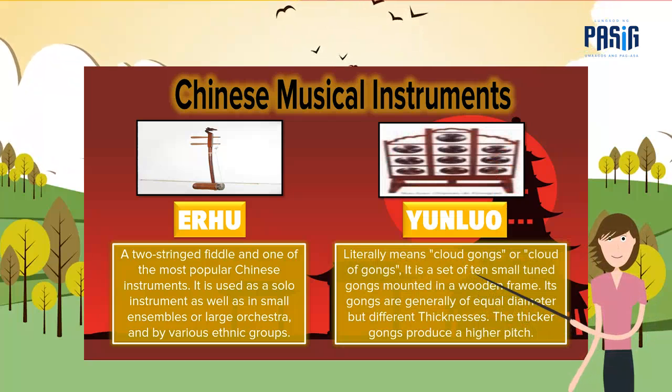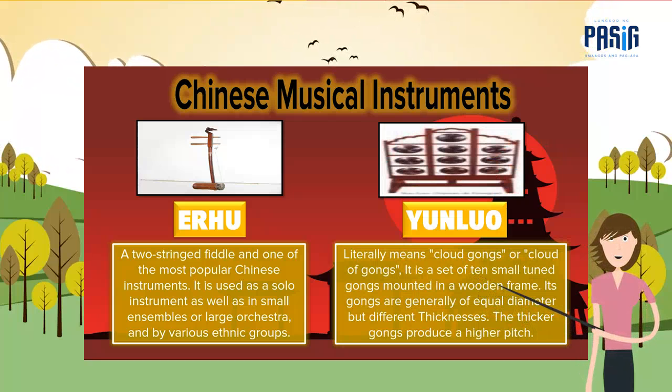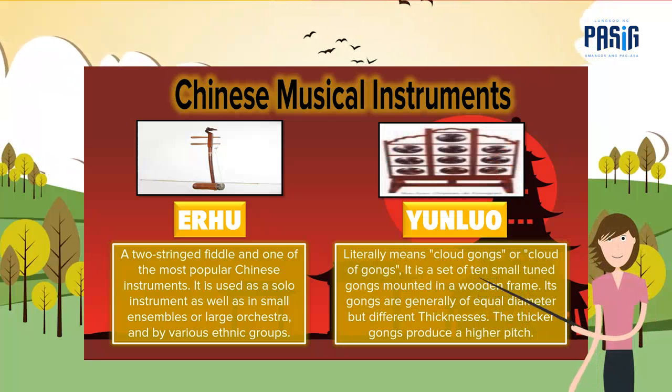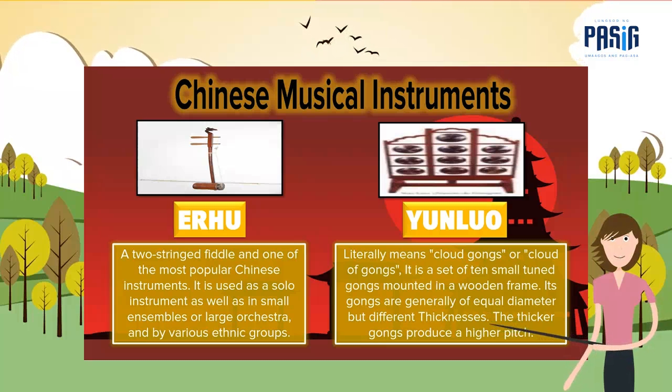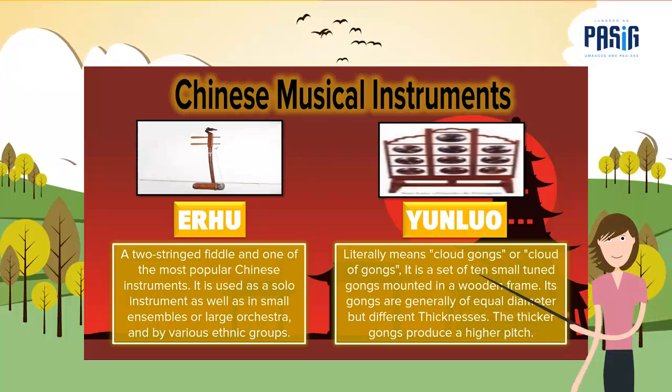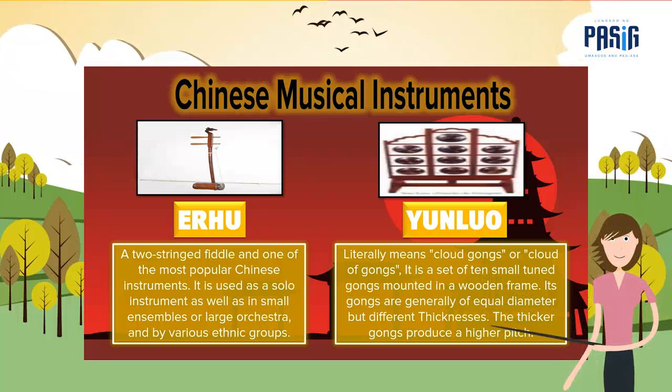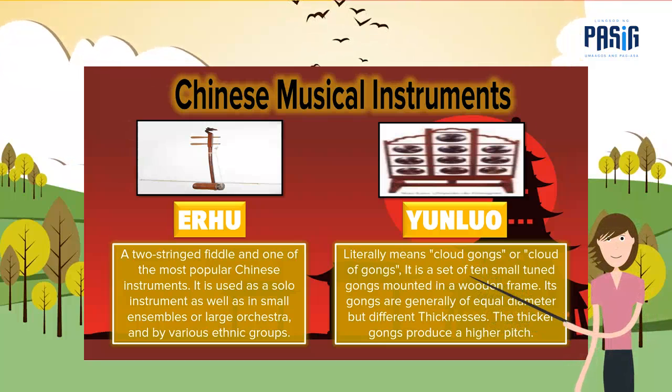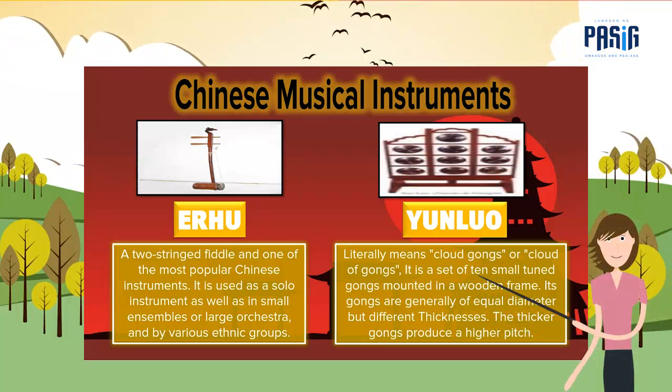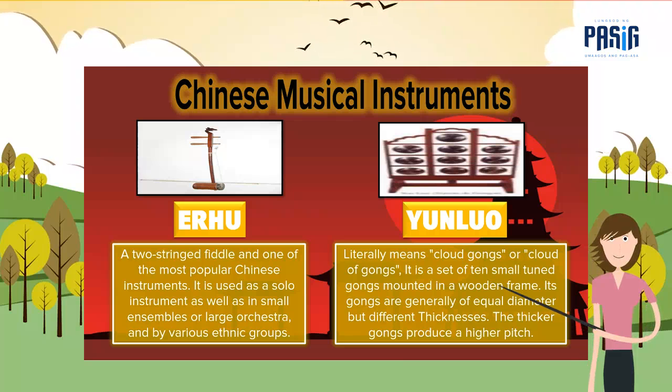Yunluo literally means cloud gongs or cloud of gongs. It is a set of 10 small gongs mounted in a wooden frame. Each gong is generally of equal diameter but different thickness. The thicker gongs produce a higher pitch.